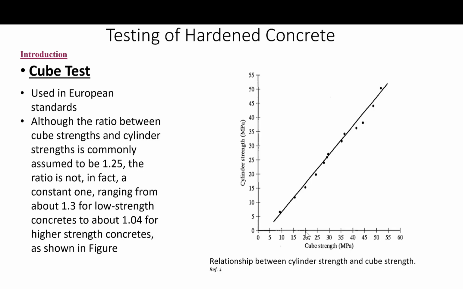A ratio between cube strength and cylinder strength has been reported, which is commonly assumed to be about 1.25. The ratio, again, is not in fact a constant one, and ranges from about 1.3 for low strength concretes to about 1.04 for higher strength concretes, as you can see on this graph here.